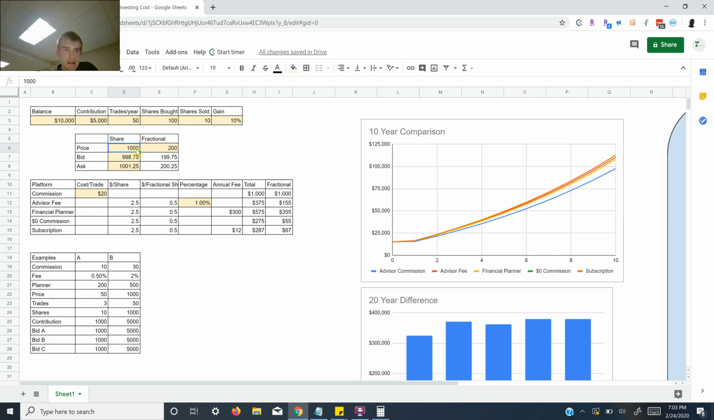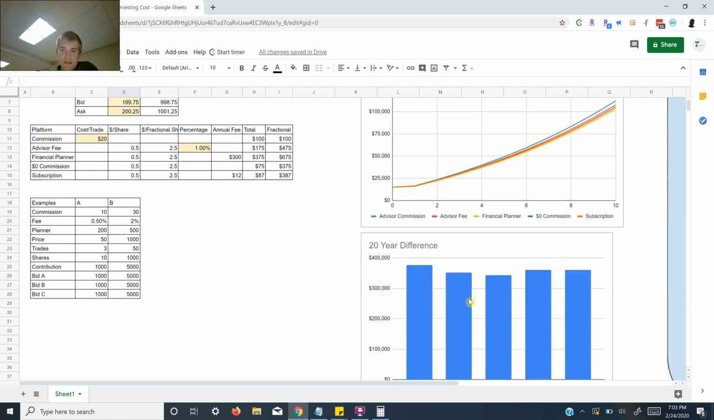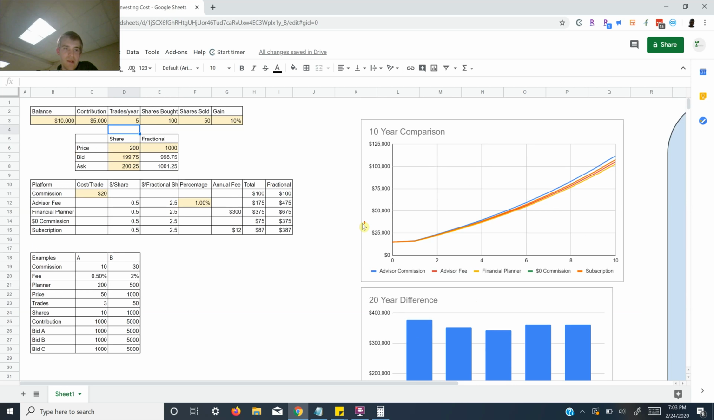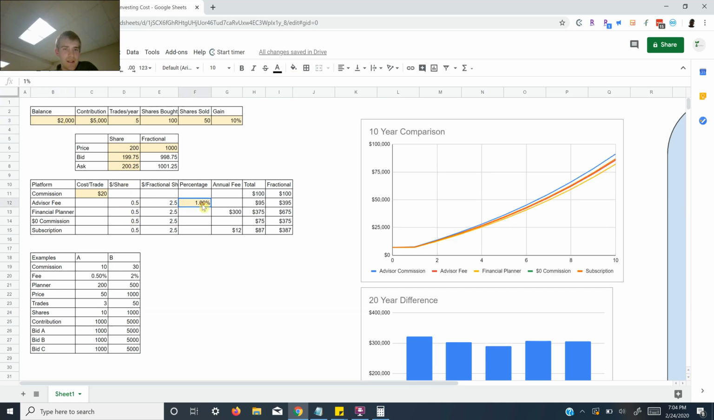So yeah, we bought 100. Let's put this down. Let's change this back here. Okay. And say you sold 50 shares, still losing. Let's say you did 5 trades. Now you see how the advisor wins, or the advisor commission wins. Yeah, man, it's crazy how you could just play around with this. So I'll give it to you guys now.